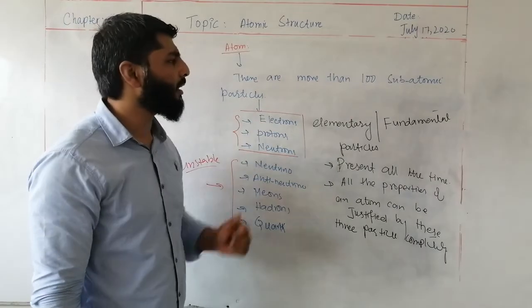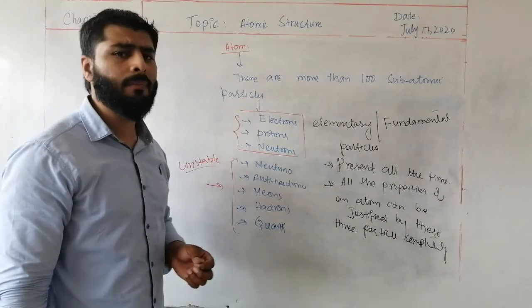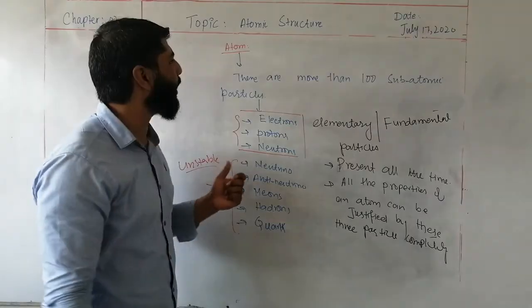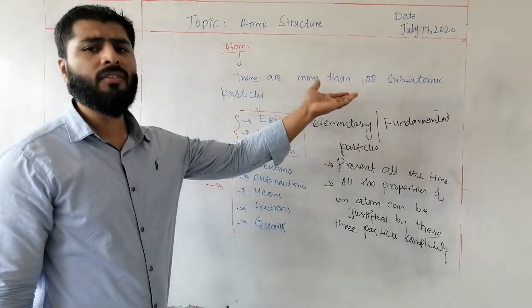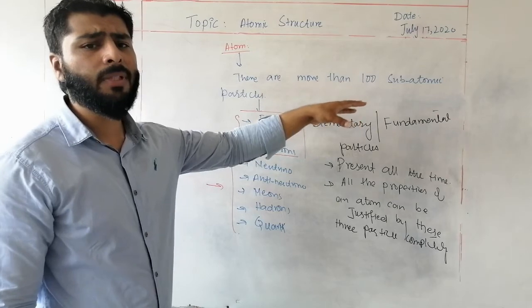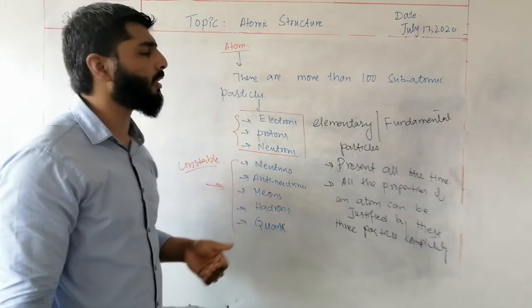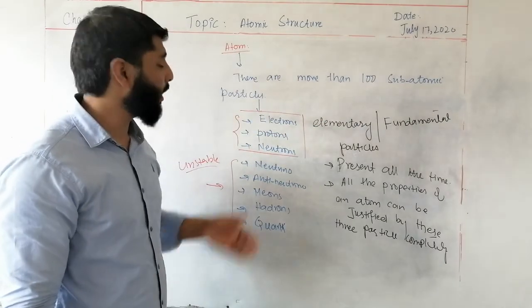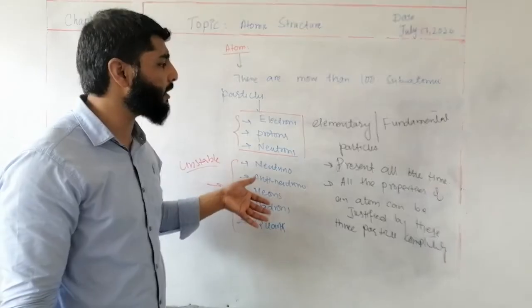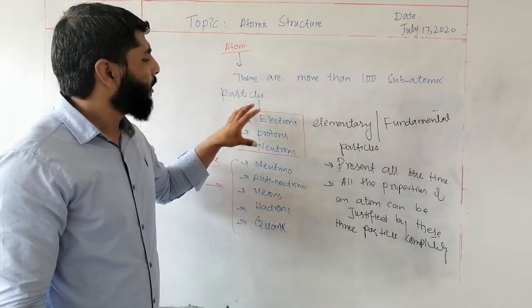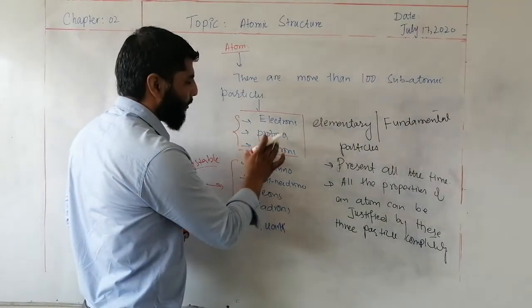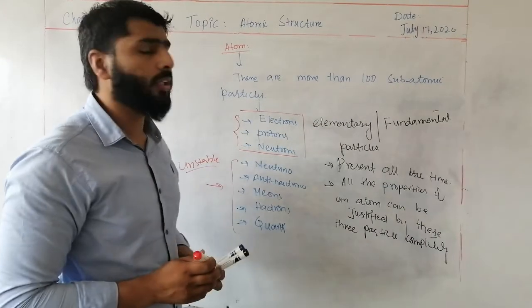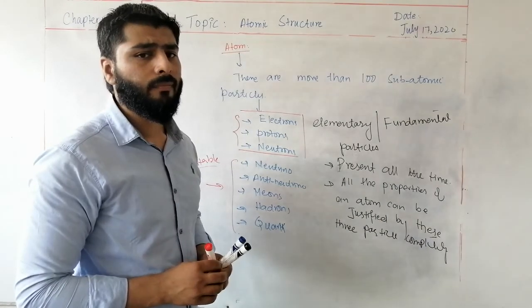This is the basic concept about the atom. What is an atom? Atom is the smallest particle that cannot be divided any further according to the previous concepts, and in the modern concepts it can be divided further into subatomic particles, and all these particles maintain the basic structure of an atom.